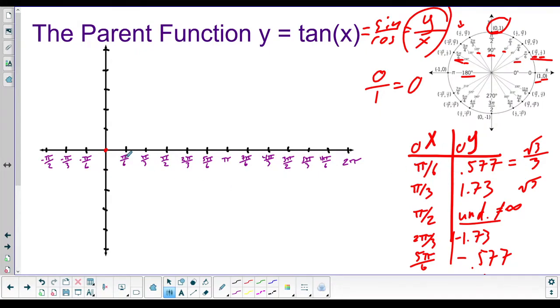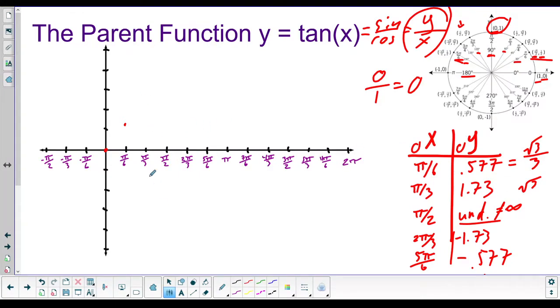For pi over 6, we are at 0.577, so a little higher than a half, we'll say right there. At pi over 3, or at 60 degrees, we are at 1.73, so almost at 2.